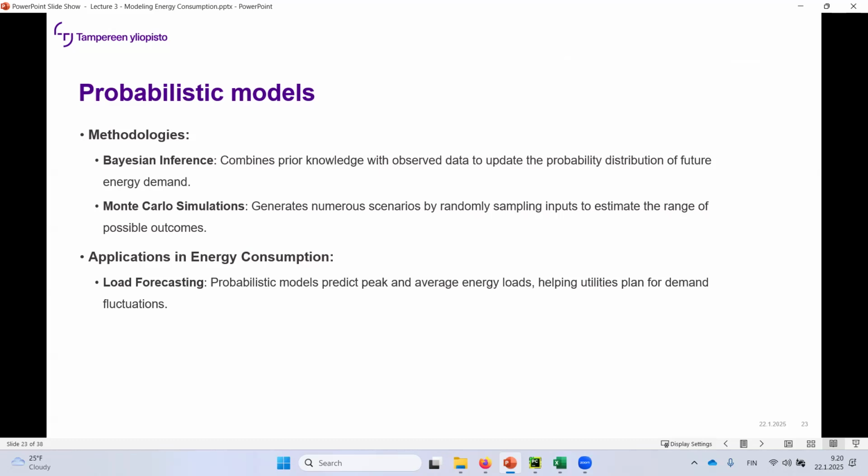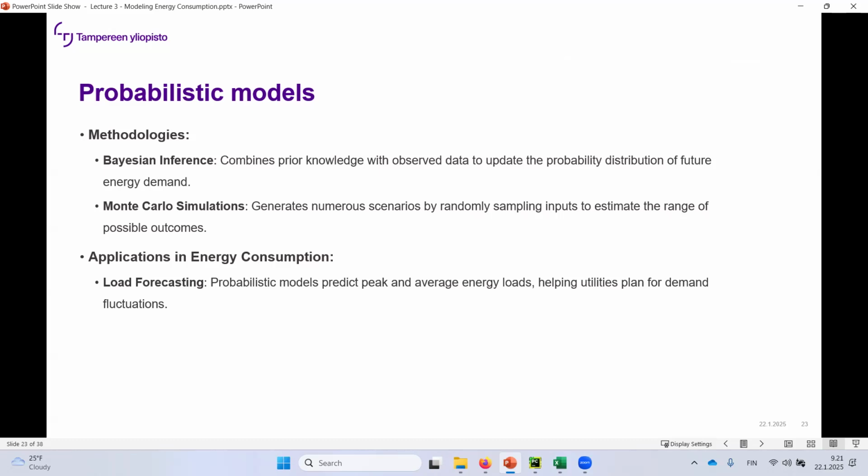Load forecasting, so they can predict peak and average energy loads, helping utilities plan for demand fluctuations. And that's really, for example, what I talked about in the master's thesis. So how big of a percentage, or how big of a risk rather, there is that there's going to be a shortage of electricity in Finland. And that's actually something that you could, based on the available data, start seeing yourself as well.